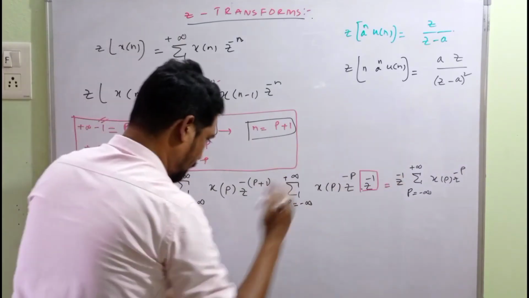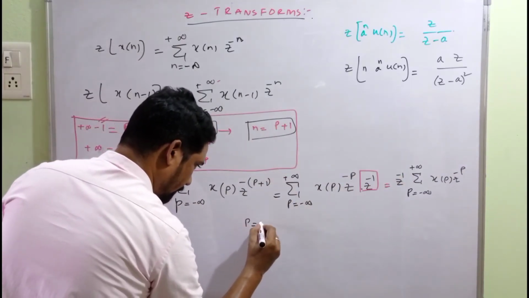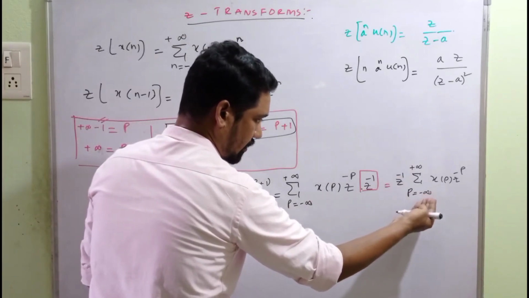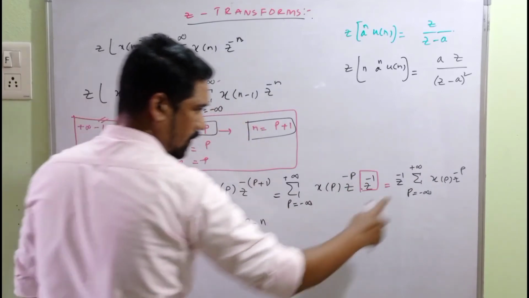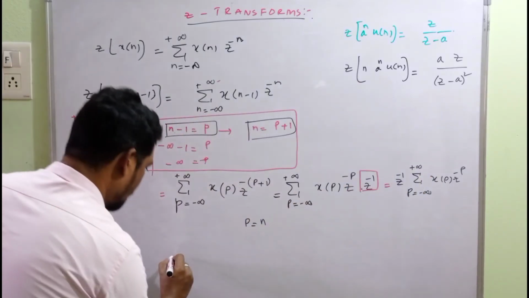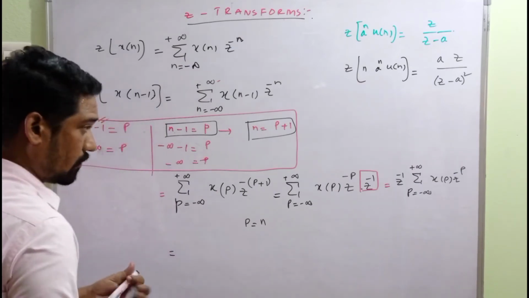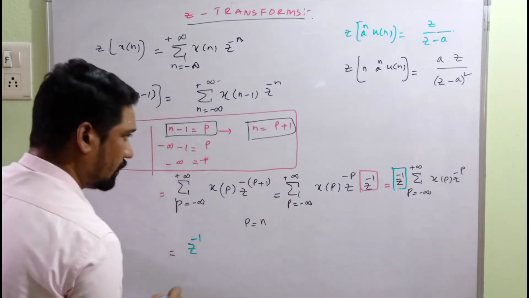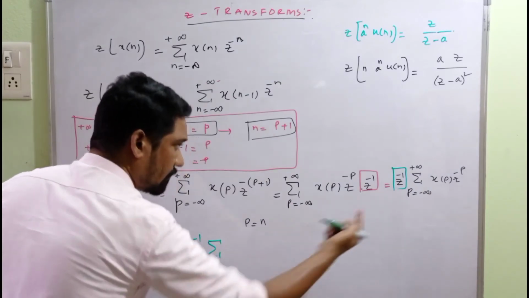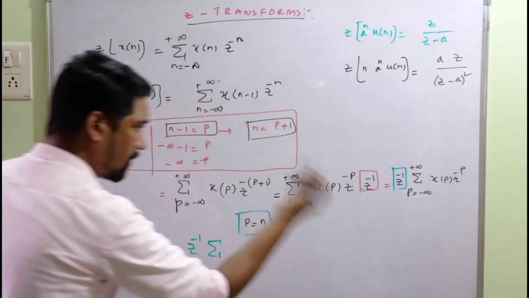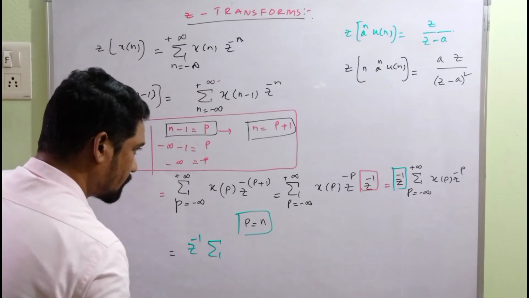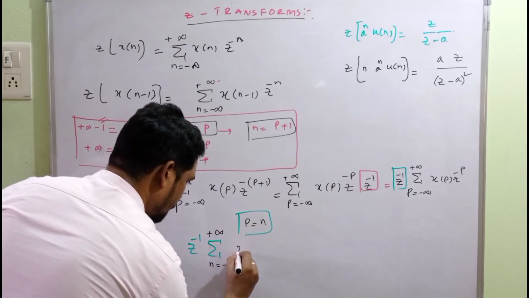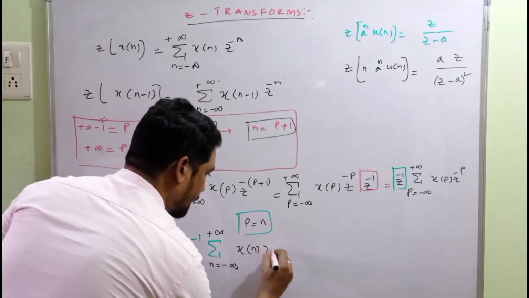Okay, in that expression, if we go from p back to n, there is no change. If p starts from negative infinity, n also starts from negative infinity. If p is positive infinity, n also will be positive infinity. So that could be reduced to z raised to minus 1 outside, times the summation n equal to minus infinity to plus infinity, x of n z raised to minus n.